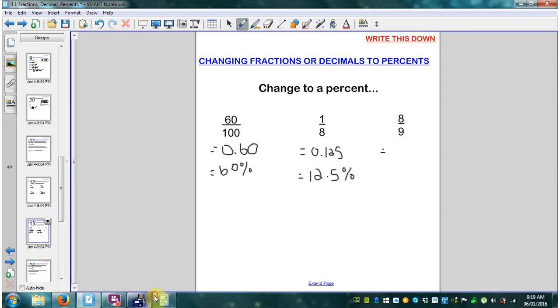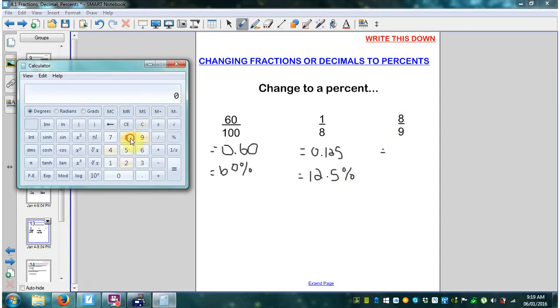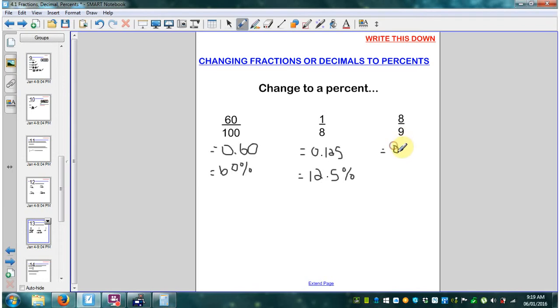Alright, 8 over 9. This one's a bit more tricky again. So 8 divided by 9. We get 0.8888. So 0.8 repeating. Okay, so in this case, when you're changing to percent, you can round. So this is the same as 0.88, so on. I'll draw another 8 in there. 8, so on.